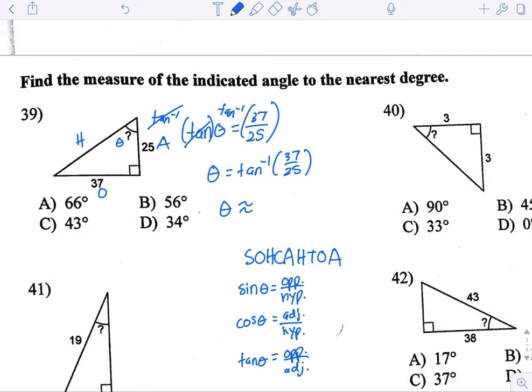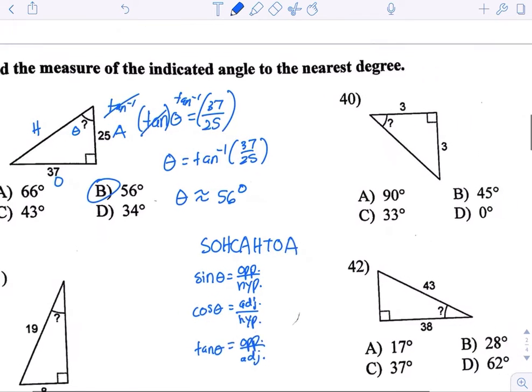And on your calculator, it says angle to the nearest degree. So remember in your calculator, make sure you guys are in degrees, okay? Make sure you guys are in degrees. I'll check everyone's calculator tomorrow just to make sure. Or not tomorrow, but on finals day. Alright, so tan inverse of 37 over 25, it looks to be about 56 degrees, so that's B.